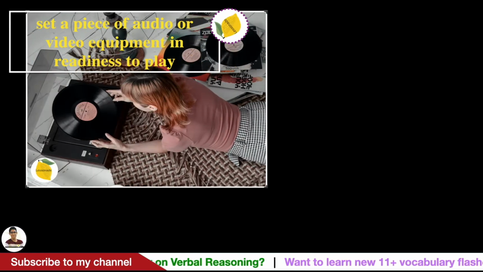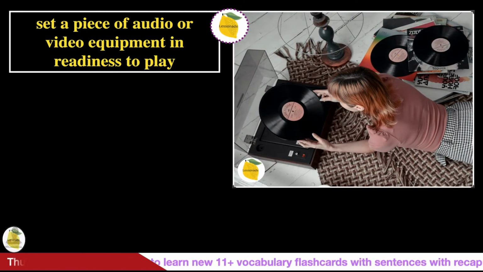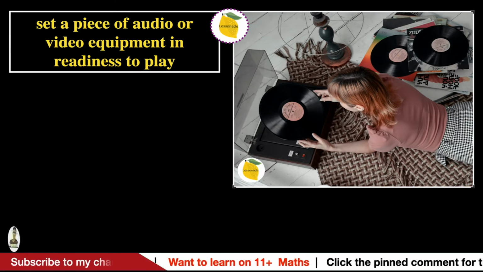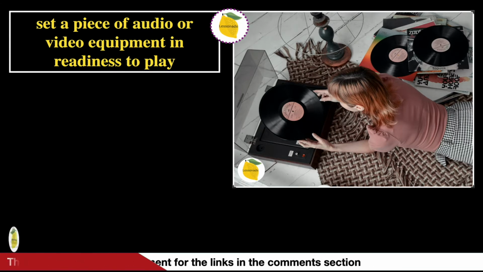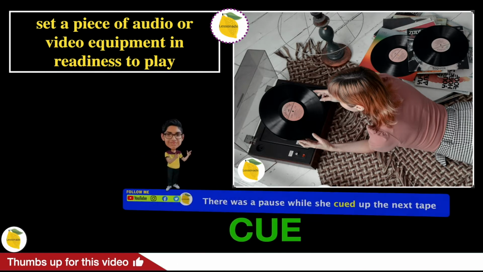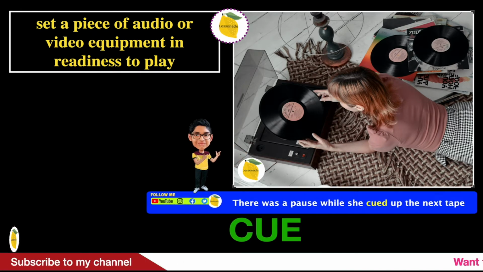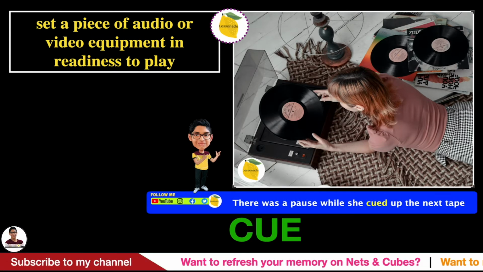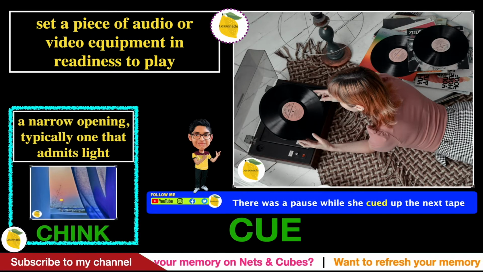The next definition we have is set a piece of audio or video equipment in readiness to play. In this picture, we can see a person about to set a piece of audio in readiness to play, and therefore the word will be cue. And the sentence for this word is, there was a pause while she queued up the next step. So before we go on to the next one, let's try to recall the previous slide, and the word we learnt in the previous slide is chink.